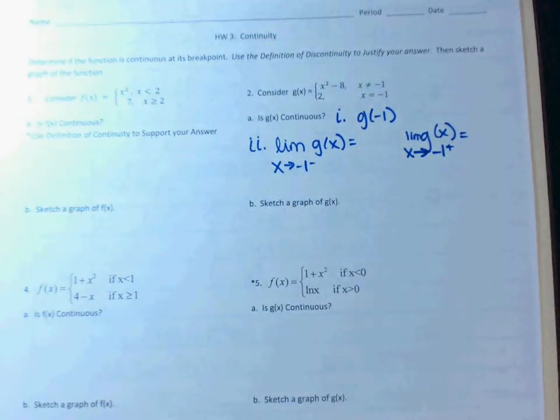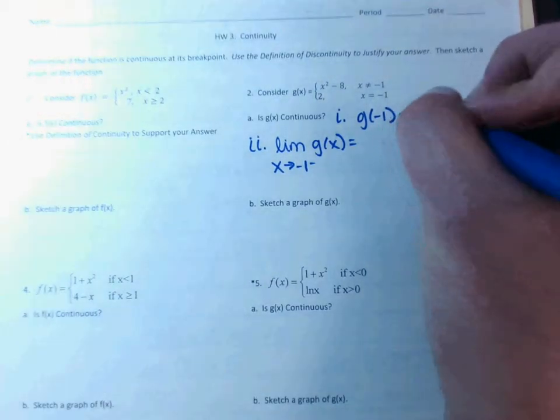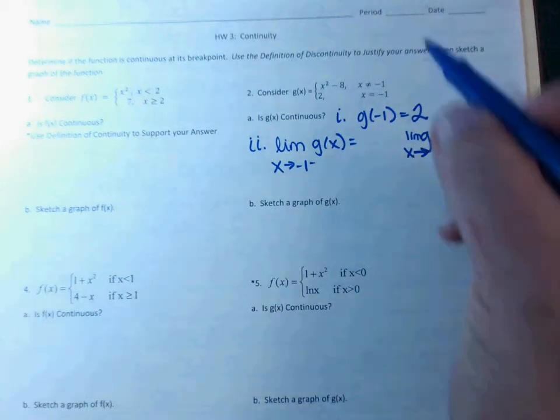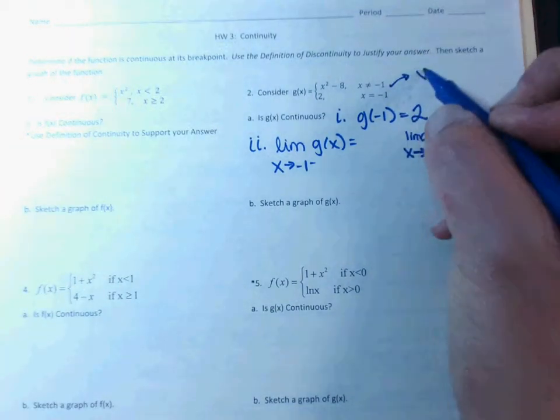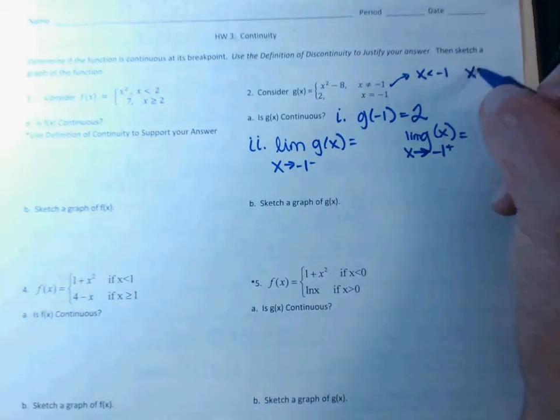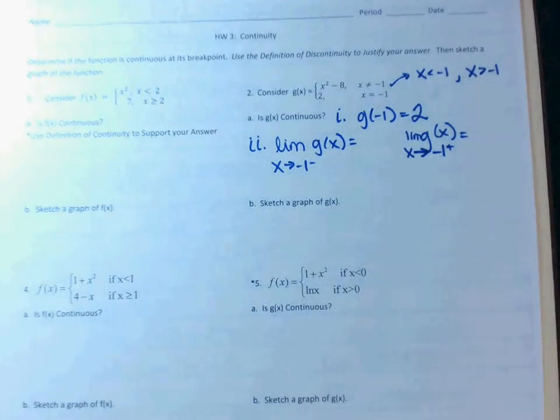Okay, part 1. What's g of negative 1? Which part do I pick? 2. Okay, that's the bottom part. For the limits, we covered this yesterday, where do you plug into? Usually it would be both, but if it's an x not equal to negative 1, that's both sides of the limit. Y'all remember that yesterday? If it's a not 1, that means all the numbers where x is less than 1 and all of the numbers where x is greater than 1. So that's your left and your right side limit.